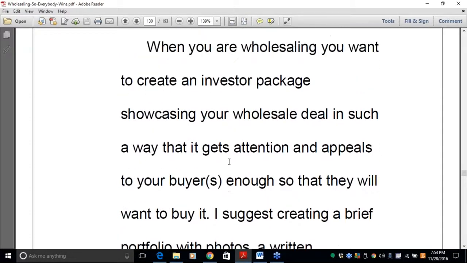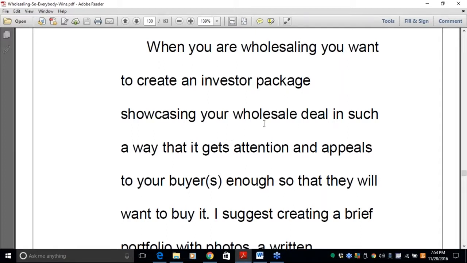So when you're presenting a contract to a buyer, let's say it's this $100,000 property and you're trying to get $125,000 for it, it may well be worth it. But if you can't convey that message to your prospective buyer or buyers successfully, it's just not going to matter. It doesn't matter if it's worth it or not. You've got to create the impression in their mind that it's worth it. So here's how you do it.